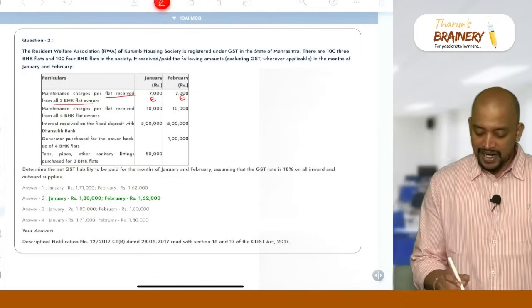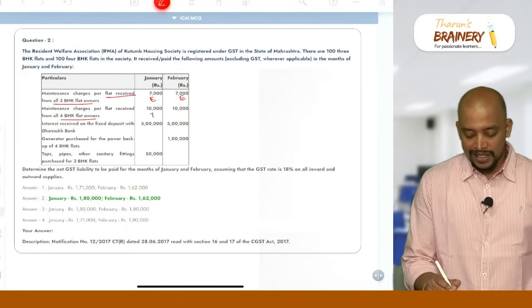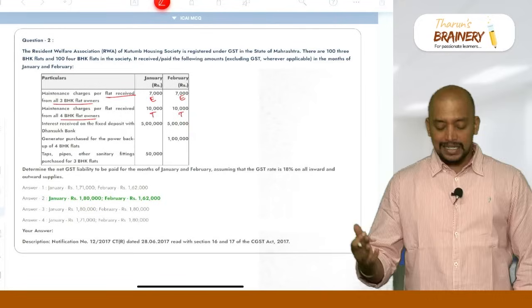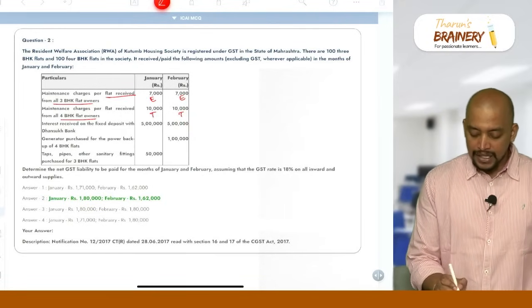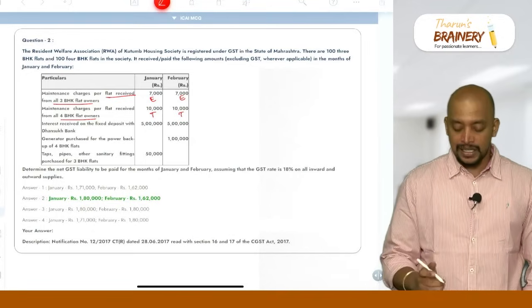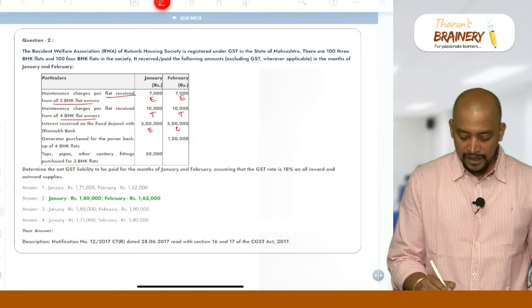Maintenance charges per flat received from all 4 BHK owners: if it exceeds 7,500, entirely it will be taxable. Interest received on fixed deposit: interest on loans, advances, deposits is exempted from payment of GST.